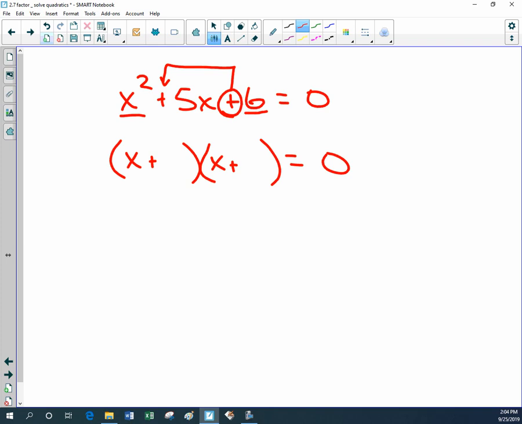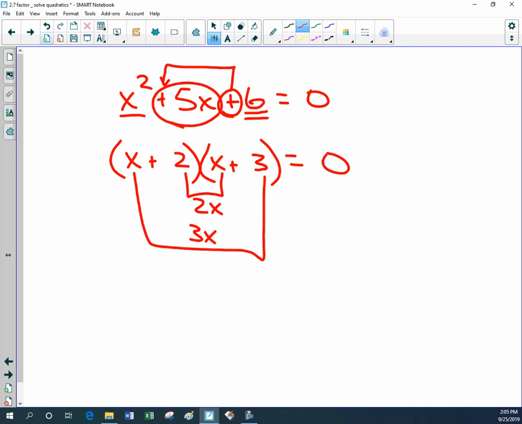And then factors of 6, I've got 6 and 1 or 2 and 3. The combination of numbers that would work there would be 2 and 3. And here's our test to make sure we have the correct middle term. We have 2x and 3x, which is 5x. Okay, so this is factored completely. Now at this point, if we're solving, then we go one step further than what we've been doing the last couple days in class in terms of just factoring the quadratics.